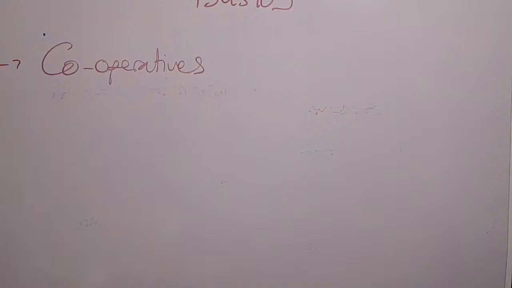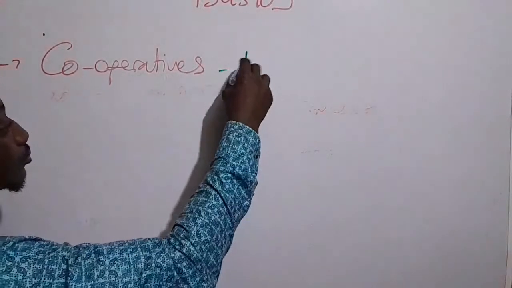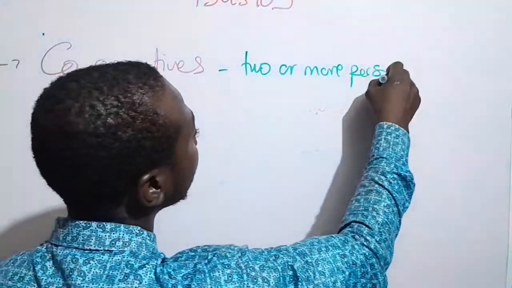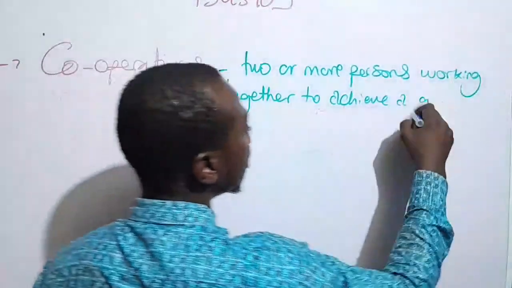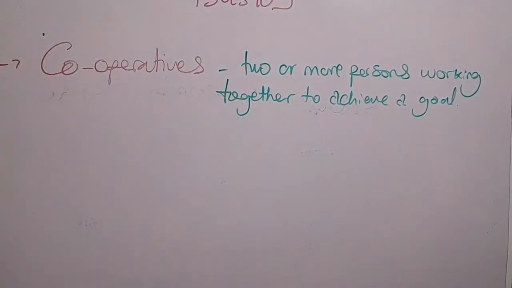Now when we say cooperatives, we are simply referring to a very generic term. It means any form of two or more persons working together to achieve a goal. Like the name says, cooperative: two or more people working together to achieve something that has brought them together.